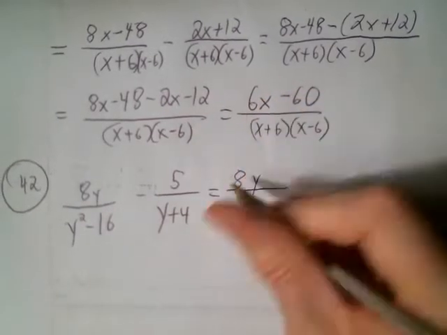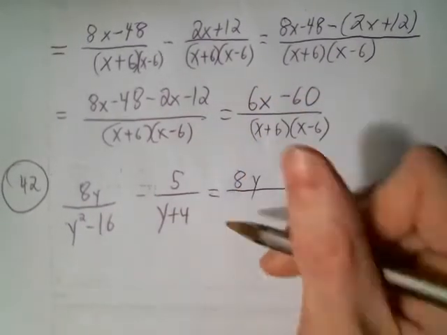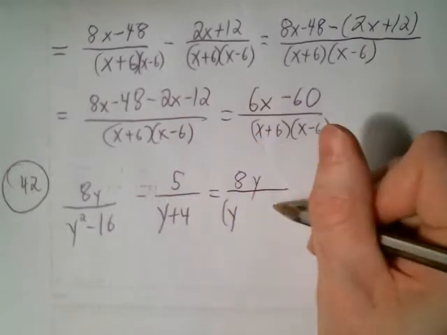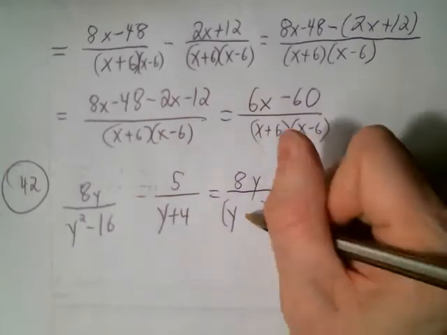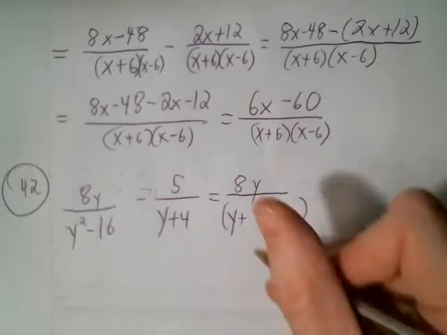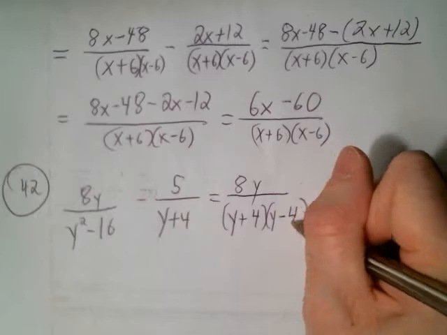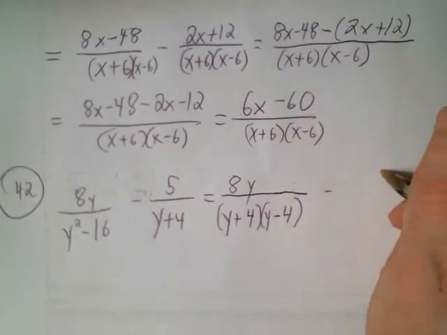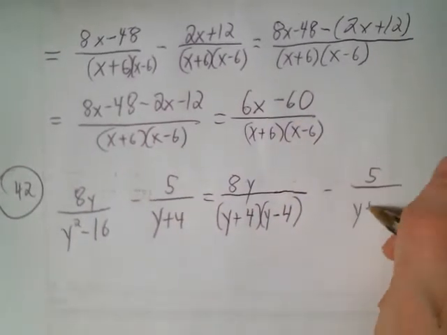Number 42. This time the denominator is not factored. We're going to have to factor this guy, see what it is. Looks like a difference of squares. So I need y plus, y minus. Square root of 16 is 4, so 4 and 4. Minus 5 all over y plus 4.